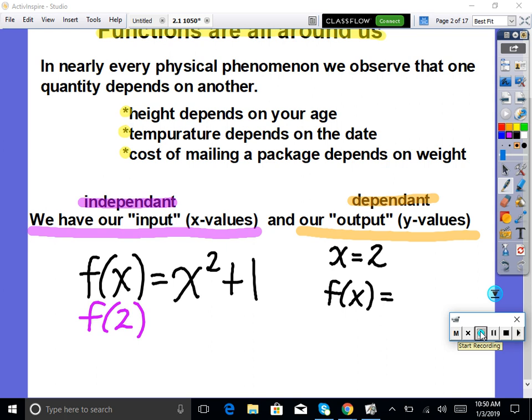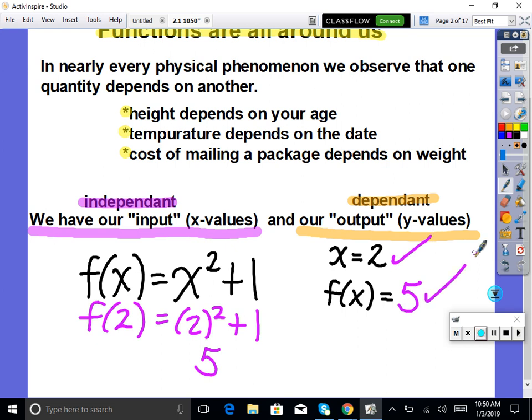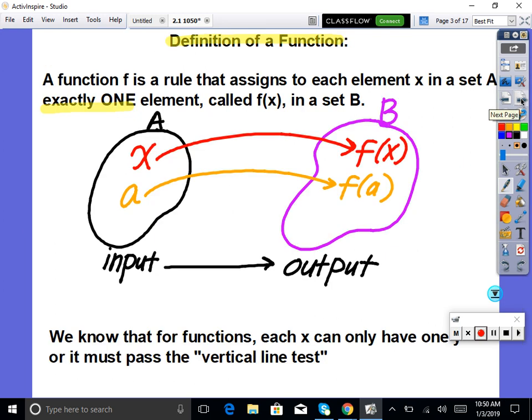All right, so we're plugging in a 2, so that would be 2 squared plus 1, which would be 4 plus 1, which would be 5, right? We get f of x equals 5. So our input was 2 and our output was 5. Everybody understand how functions work? That's not new to us. All right, awesome.